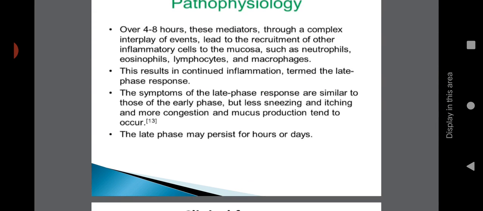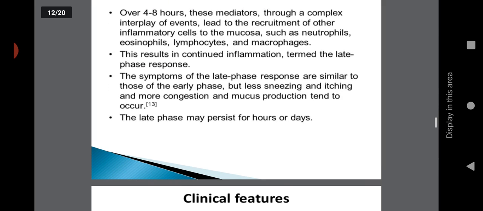Next, over 4 to 8 hours, this mediator-driven complex interplay of events leads to the recruitment of other inflammatory cells to the mucosa, such as neutrophils, eosinophils, lymphocytes, and macrophages. So sometimes after this immediate or early reaction, these mediators remain in the nose, and together they play some more role that can lead to recruitment of other inflammatory cells. In our body, the inflammatory cells are the WBCs. This results in continued inflammation, termed the late phase response.